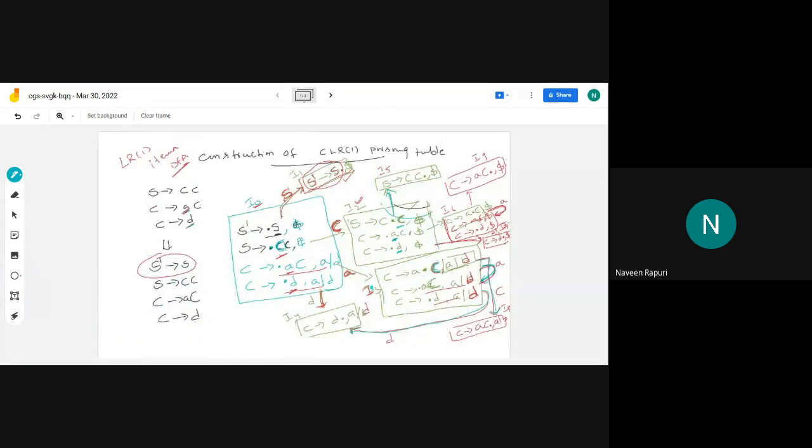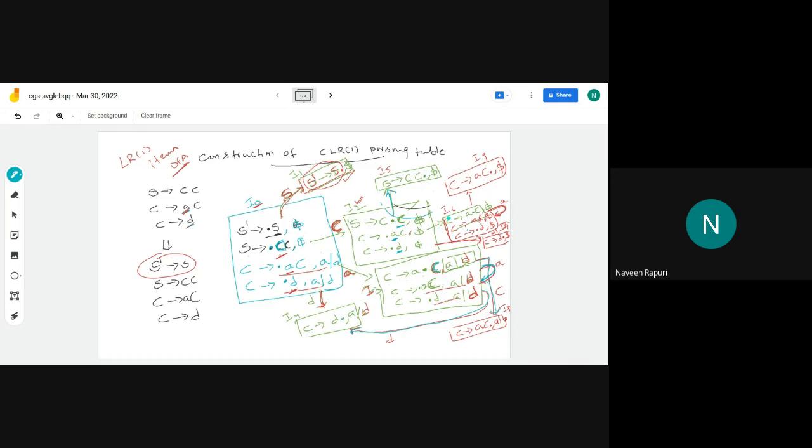Next, I4. So I4 is ended, so it is the reduction. We'll see it later. I5 also ended. It is also reduction. We'll see later how to reduce.